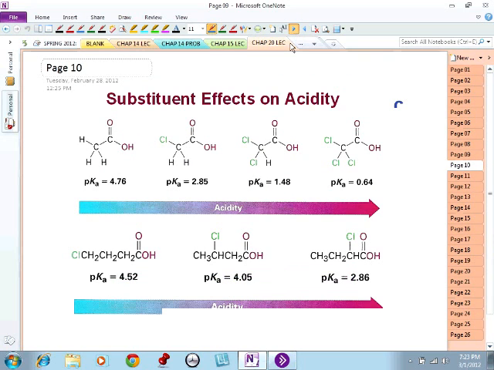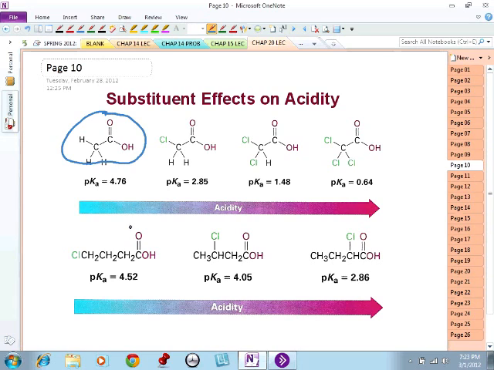Okay, take a look at this molecule here. This is acetic acid. It has a pKa value of 4.76. Then when we replace one of these hydrogens with chlorine, look at the pKa value: it is 2.85. In other words, this hydrogen now is more acidic than this hydrogen because we attach this chlorine to it. And that is the effect of what we call the inductive effect, because the chlorine is electronegative, it's pulling electrons away from the conjugate base, thereby making the conjugate base more stable.